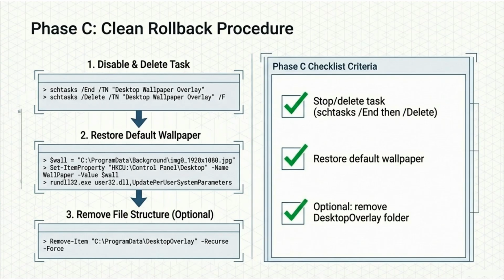Phase C covers the clean rollback procedure. First, disable and delete the task using the tasks commands. Second, restore the default wallpaper using the registry and rundll32 commands. Finally, the removal of the desktop overlay folder is optional.